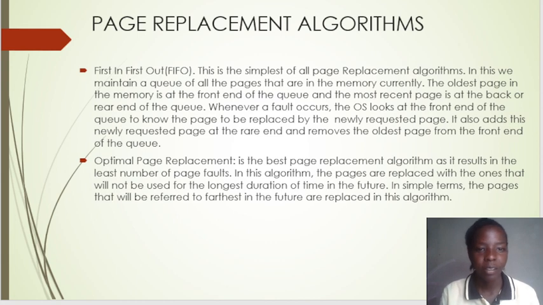So coming to the algorithms, we have first in, first out. This is the simplest of the page replacement algorithms, and in this we maintain a queue of all the pages that are in the memory currently. The oldest page in the memory is at the front end of the queue, and the most recent page is at the back end of the queue. So when a fault occurs, the operating system will look at the front end of the queue to know the page to be replaced, and it will be replaced by the newly requested page. It also adds this newly requested page to the rear end and removes the oldest from the front end. I hope you have gotten it right.